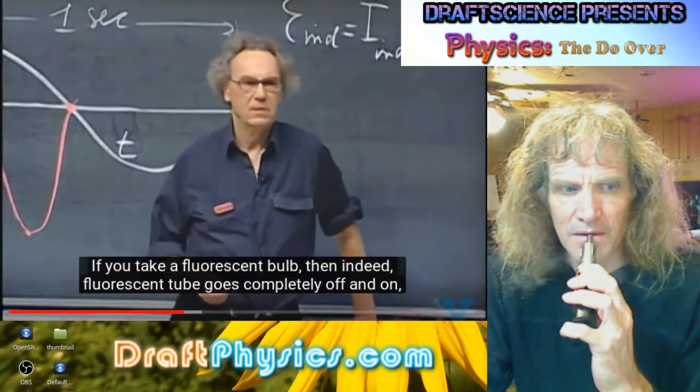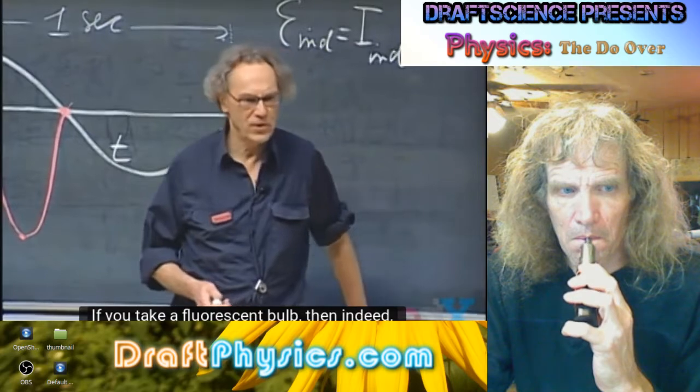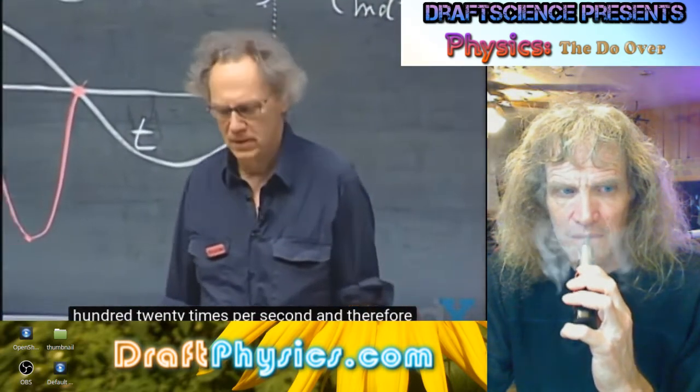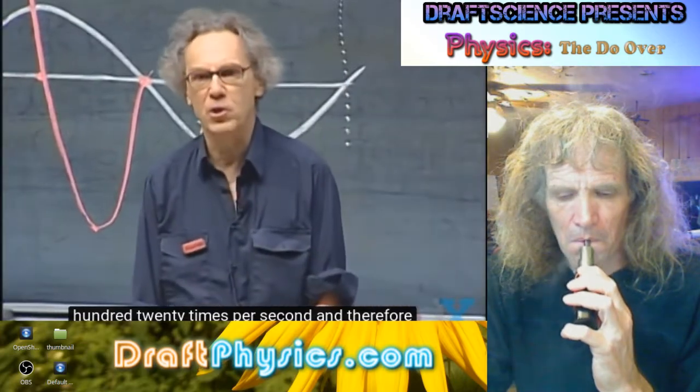If you take a fluorescent bulb, then indeed the fluorescent tube goes completely off and on 120 times per second. And therefore you can use them very nicely as a stroboscope. But of course the frequency is fixed, you can't change the frequency. It's 120 hertz.